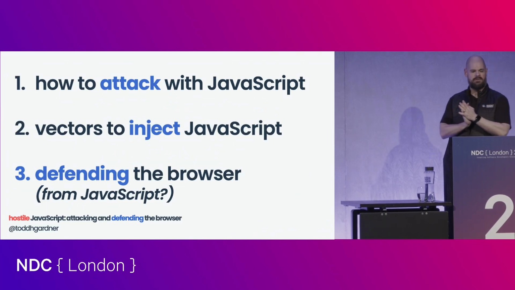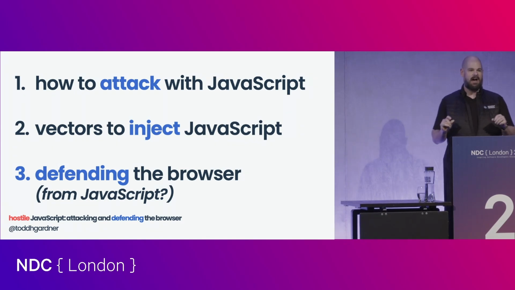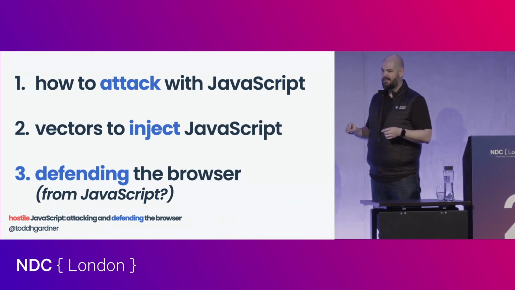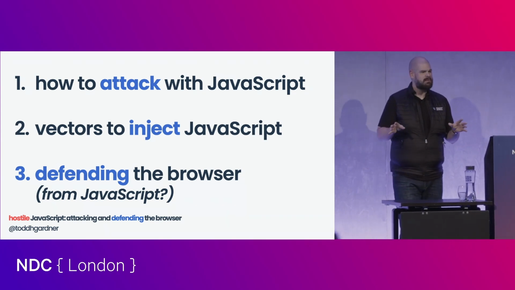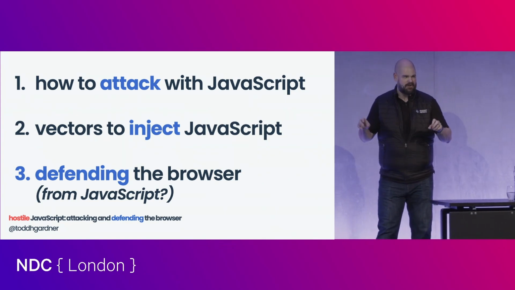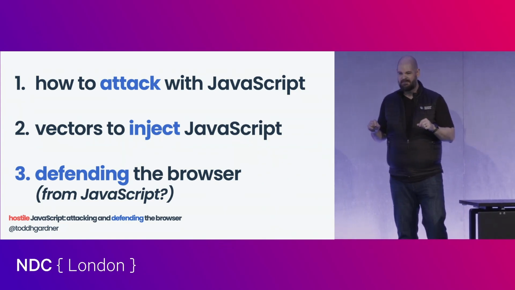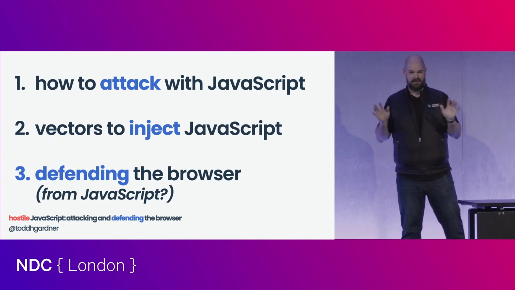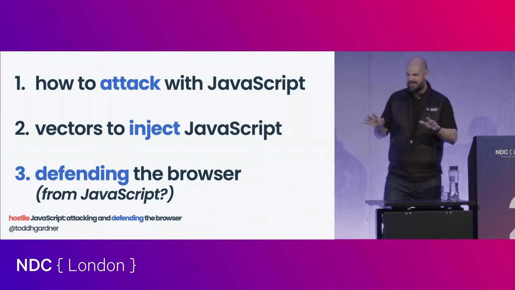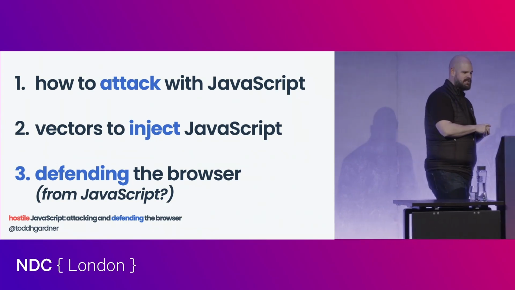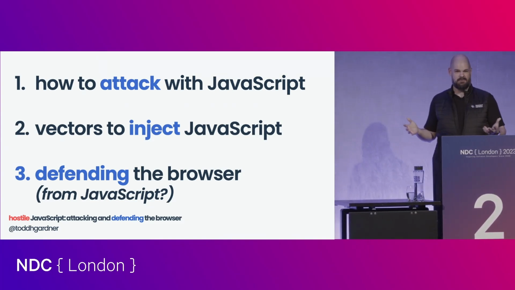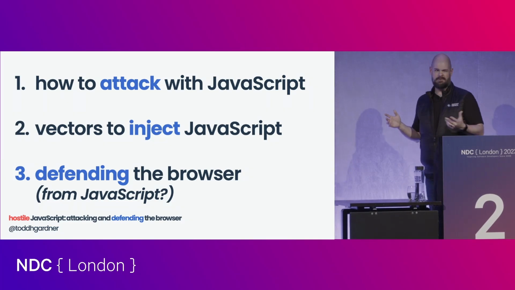So what I want to talk about with you is, one, just some general ideas, some fun ways of how people attack web browsers with JavaScript today. Then we're going to look at the various vectors. I'm not a security guy, so I don't know if I'm using that word correctly, but if you go to a security conference, they use terms like vector and exploit, so I'm just going to adopt the vocabulary and hope that I'm using it correctly. So vectors that we can use to put new JavaScript into the browser, and then some ways to defend the browser from JavaScript, because JavaScript.